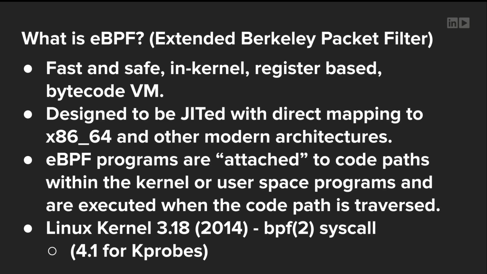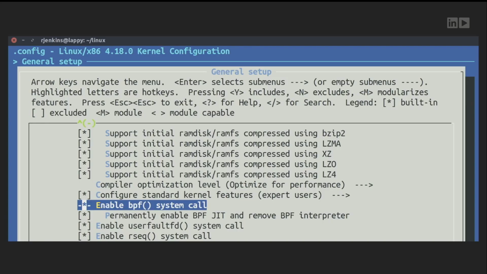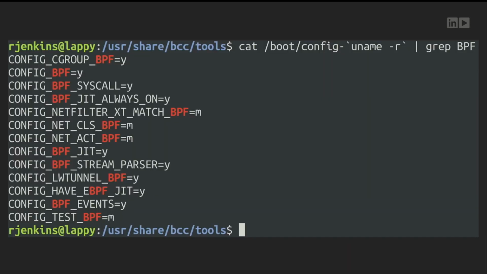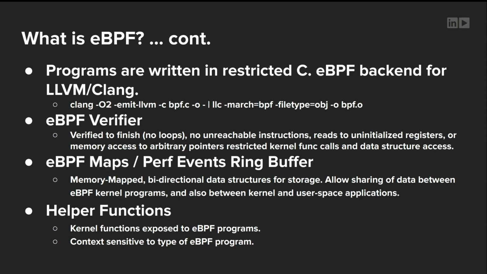It's actually been in the kernel for a bit, since 2014 on 3.18, but you usually want to use at minimum 4.1 because that is when kprobe support was added. This is just an example: by default, if you run make menuconfig, you'll see it's enabled, or you can look in your boot config and observe that BPF is on and just-in-time compilation is on as well. There are a couple other components to eBPF. When you write your programs, you generally write them in a restricted version of C.